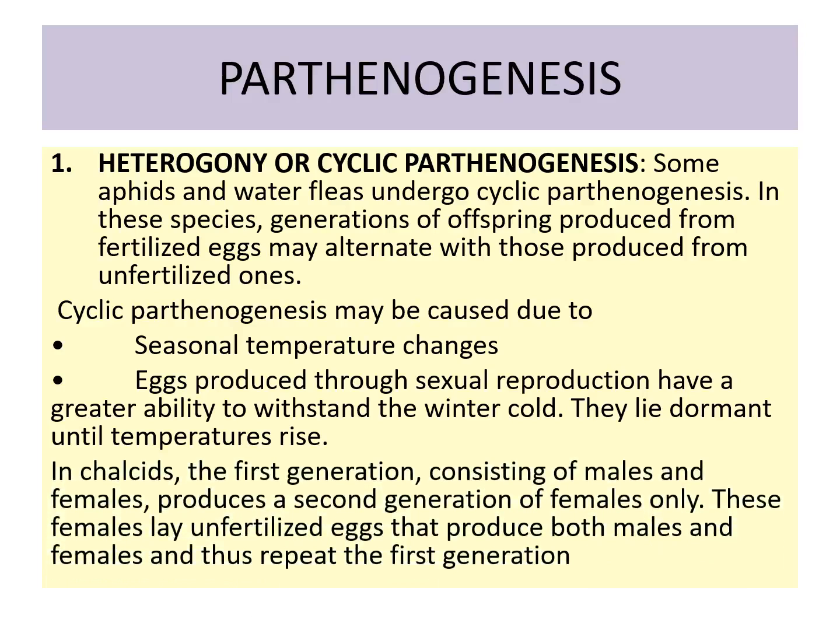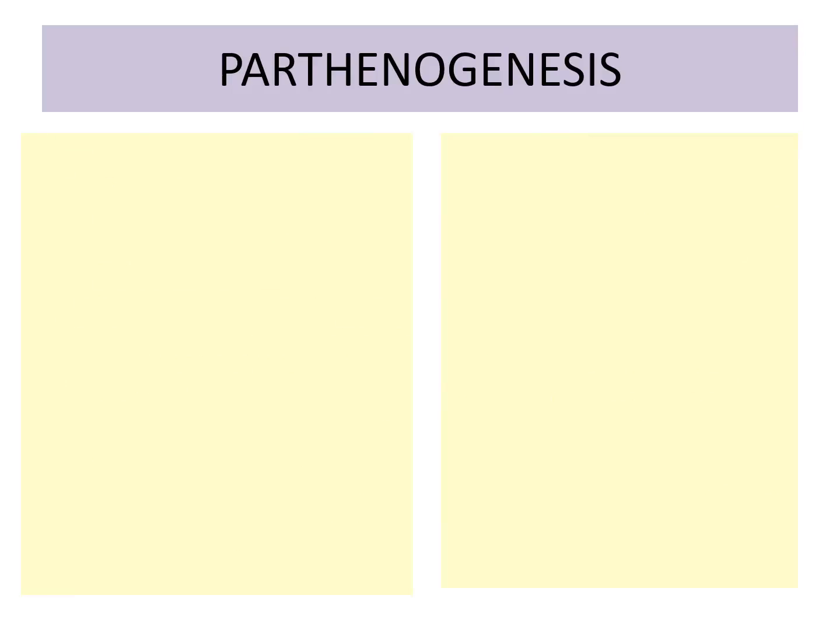They lie dormant until temperature rises. In chalcids, the first generation, consisting of males and females, produces a second generation of females only. These females lay unfertilized eggs that produce both males and females, thus repeating the first generation.